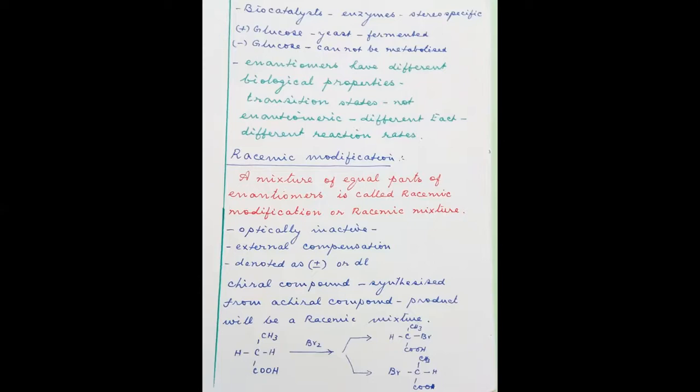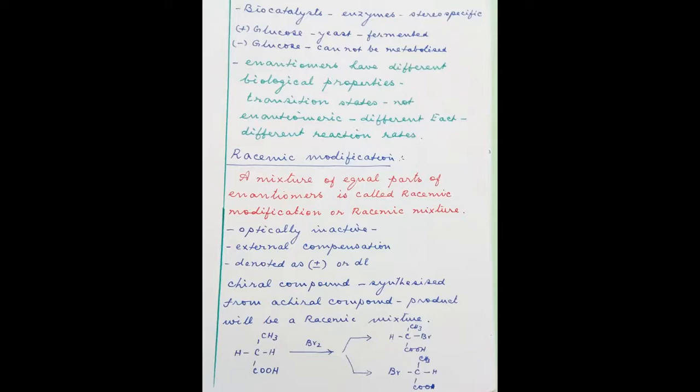Now, if we have a mixture of equal parts of enantiomers, that mixture is called a racemic modification or racemic mixture. This racemic mixture is optically inactive. It is due to external compensation. The racemic mixture is denoted as plus-minus or DL together.